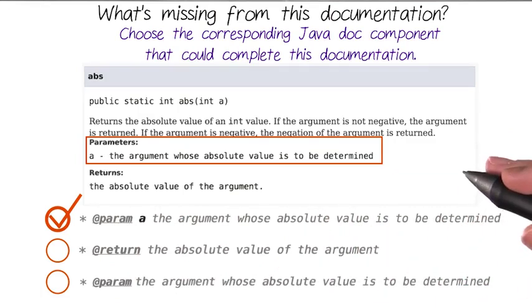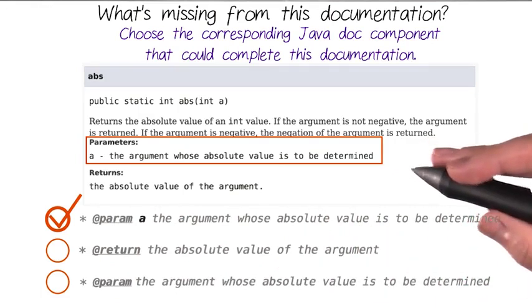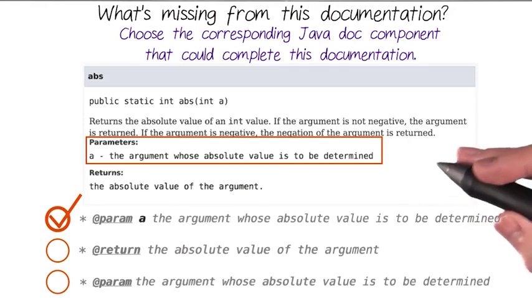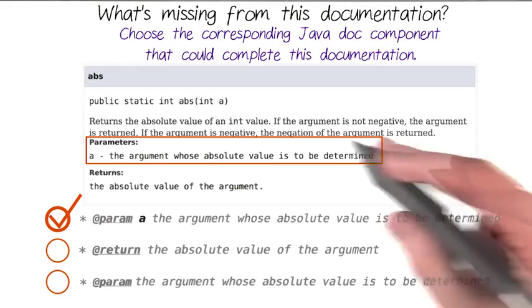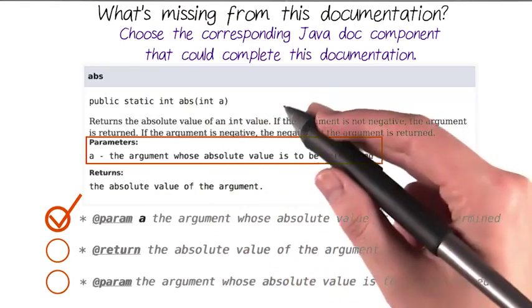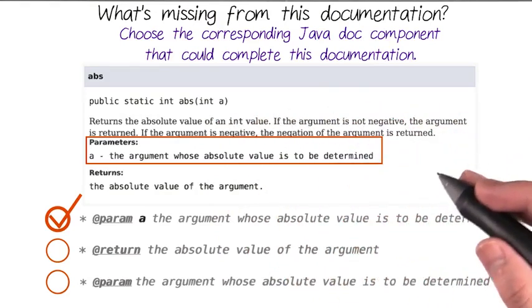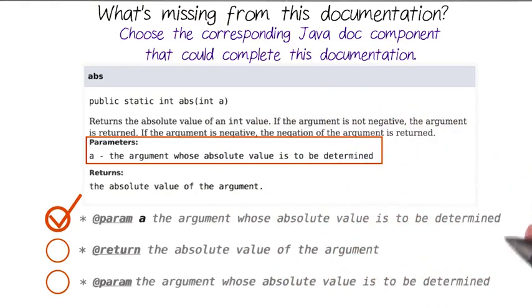But the previous documentation for ABS was missing this parameters section. And that's an important part of this function. ABS takes in one parameter, an int named a, that it calculates the absolute value of. So the correct answer is that this documentation was missing a description of its parameter, a.